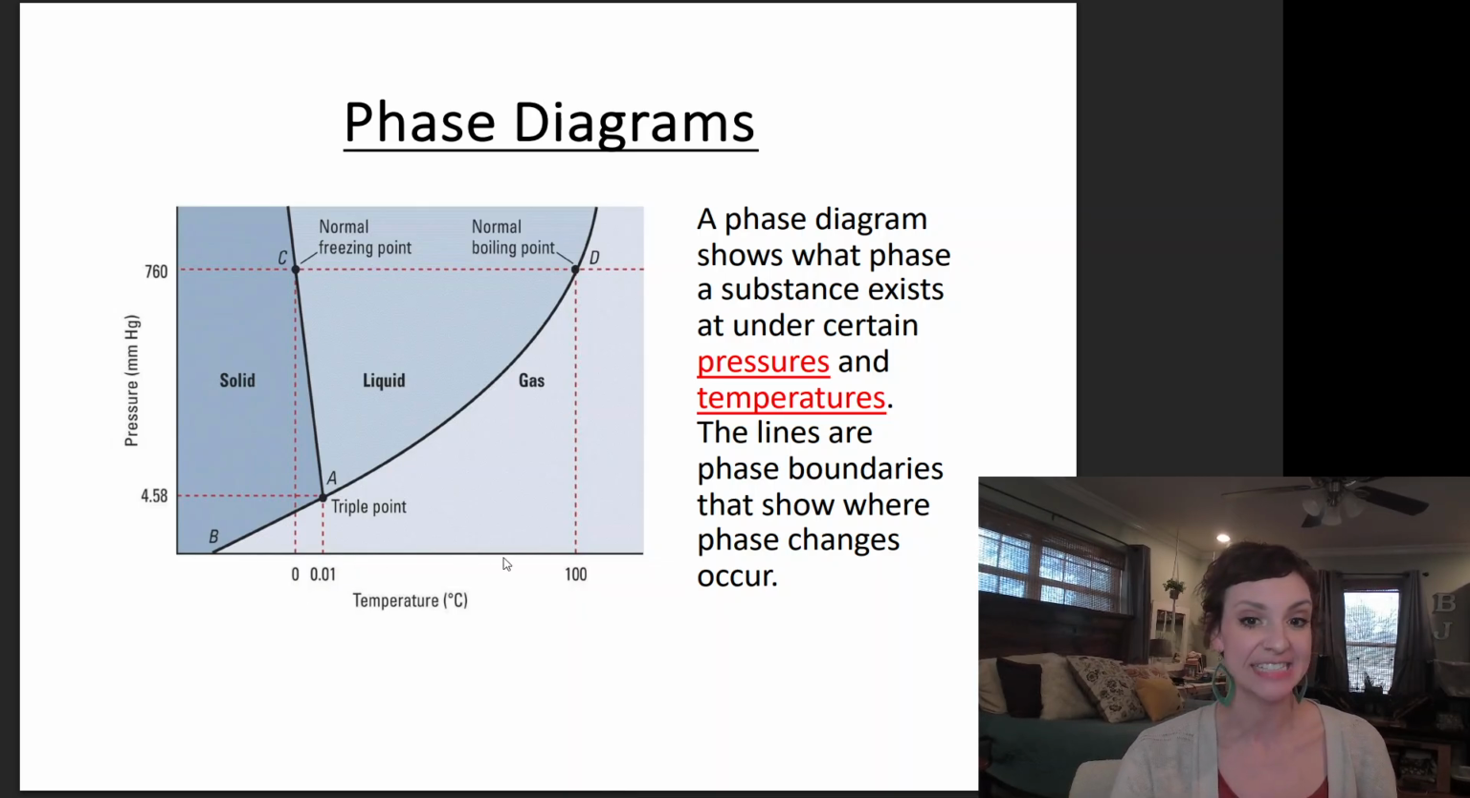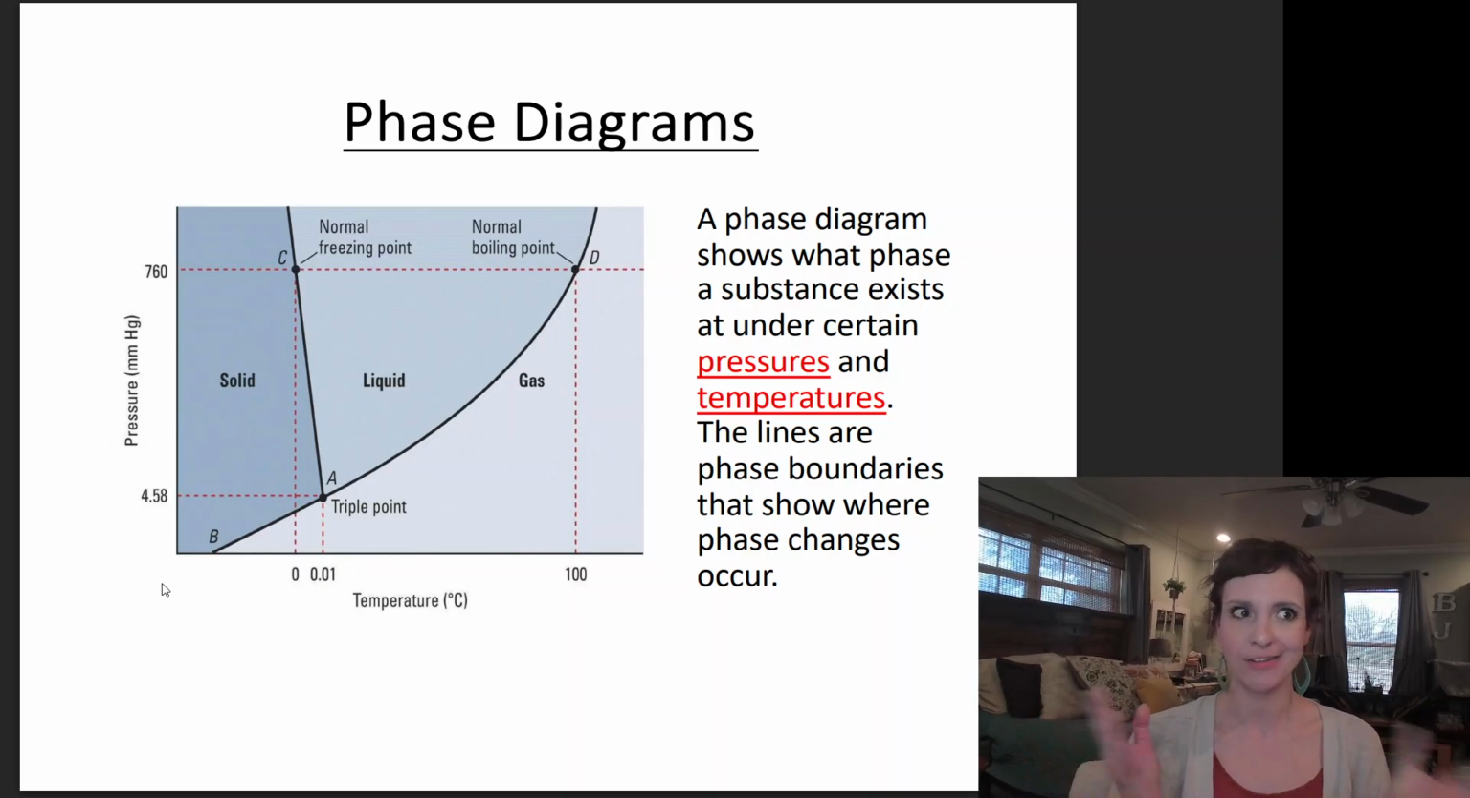Along the x-axis, I am measuring temperature in degrees Celsius. So as I move along the x-axis this way, I see temperature increasing. My y-axis measurement is pressure, in millimeters of mercury. That's one of the units that we measure pressure in. I know it's wackadoo. We'll get to pressure units next unit. So as I move up the y-axis, I see an increase in pressure.